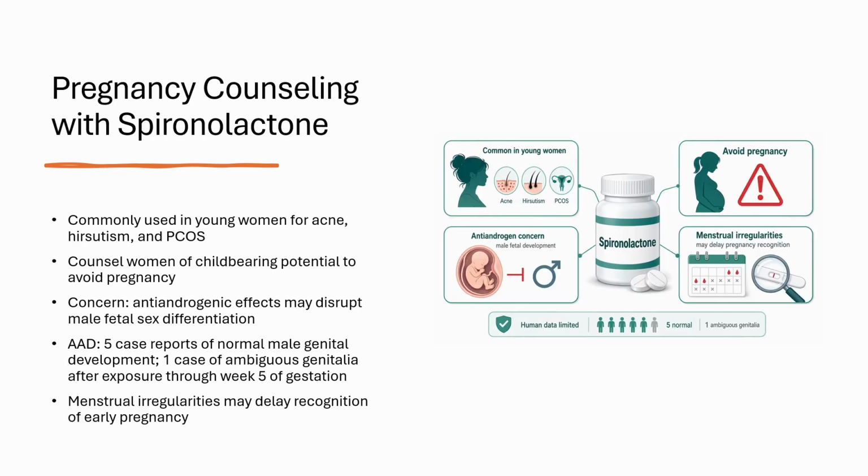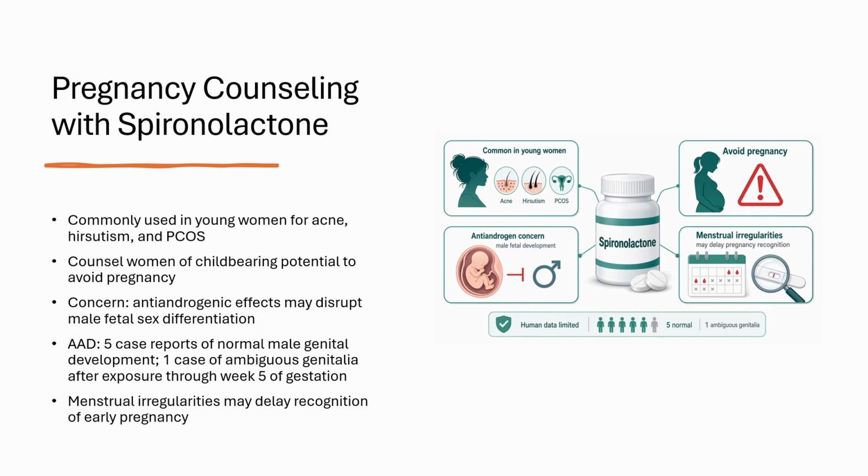Spironolactone is often used in young women for the treatment of acne, hirsutism, and polycystic ovary syndrome. It's important to review its potential impact on fetal development. Women of childbearing age taking spironolactone should be counseled to avoid pregnancy because of the potential risk for abnormal male fetal genital development due to anti-androgenic effects. Spironolactone crosses the placenta and may interfere with sex differentiation of the male during embryogenesis.